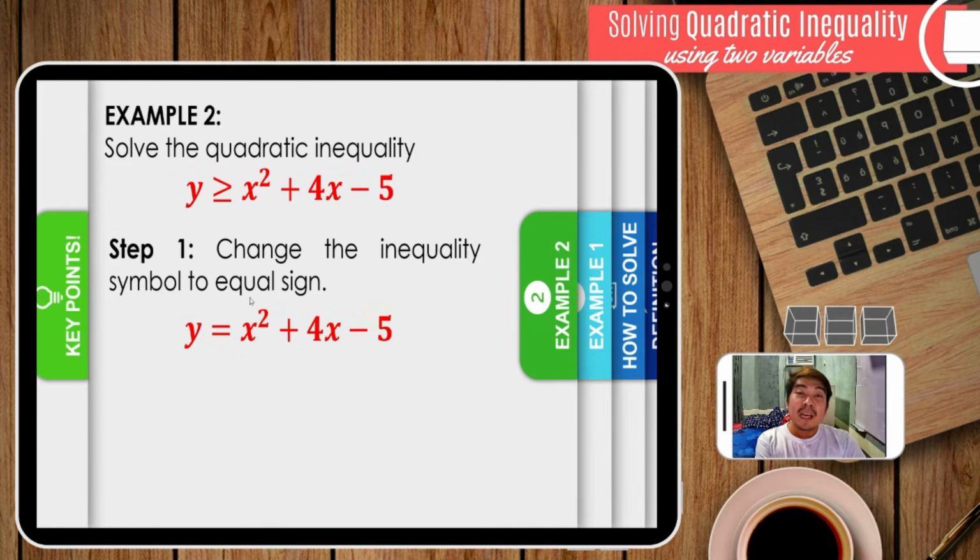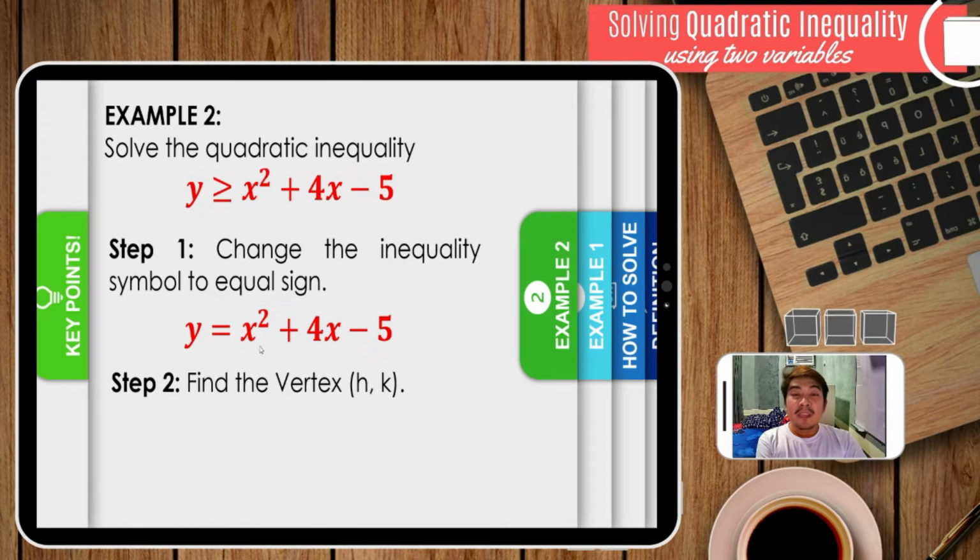Ito yung tinatawag na quadratic function. So, out of the quadratic function, y is equal to x squared plus 4x minus 5, kukuhain natin yung vertex. The vertex is a point, ordered pair siya, h, k. Okay, ordered pair pa rin siya kasi we need to plot this in the Cartesian plane later. So, paano kuhain si h? That will be using the formula negative b over 2a. Paano naman si k? That will be k equals c minus b squared over 4a.